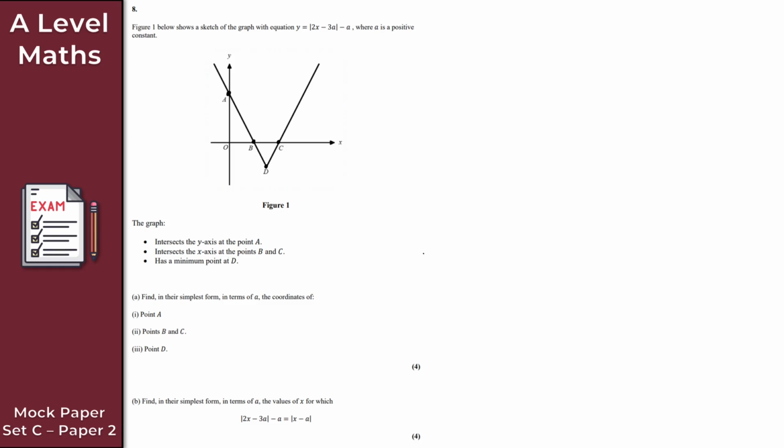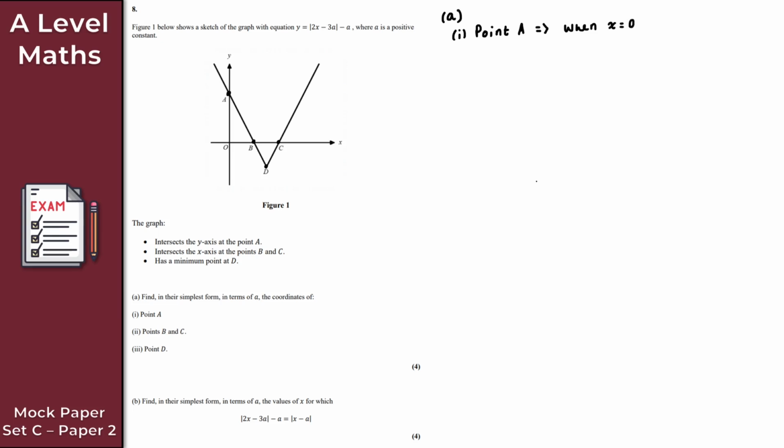Okay. So for the first part of this question, part A, we want to find here, in their simplest form in terms of a, the coordinates of the following. So for point A, as we can see, this here is when x equals 0. It's the y-intercept, in other words. So this is when x equals 0.